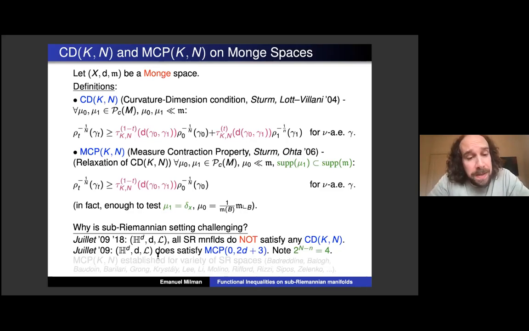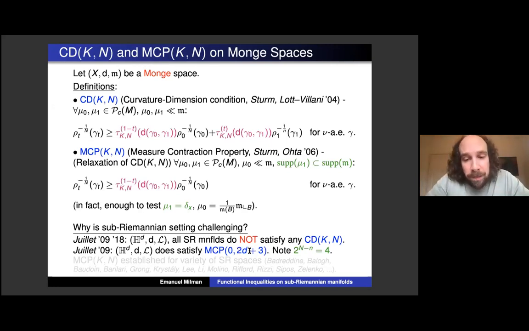However, the good news is that he showed that the Heisenberg group does satisfy the weaker MCP condition. With which parameters? Well, the curvature parameter is zero. That's not surprising because it's basically the analog of flat space. So it of course has to be flat, but with which dimension? And here's a surprise. Remember, the topological dimension of the Heisenberg group was 2d plus one. The Hausdorff dimension was 2d plus two, but the sharp dimension for the MCP condition that he found was 2d plus three. So twice above the topological dimension.